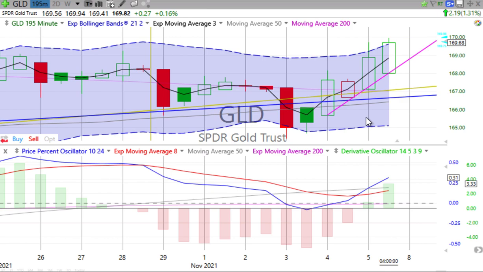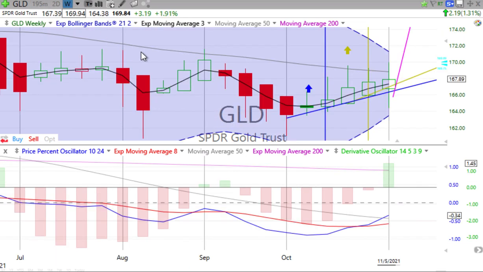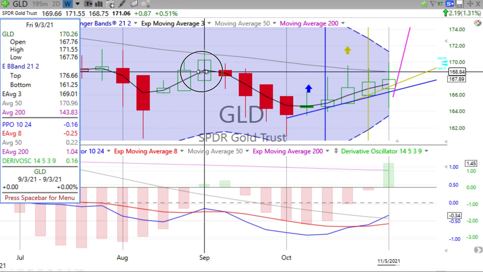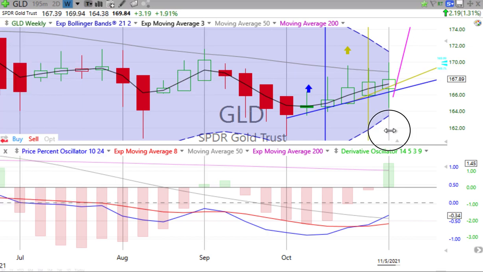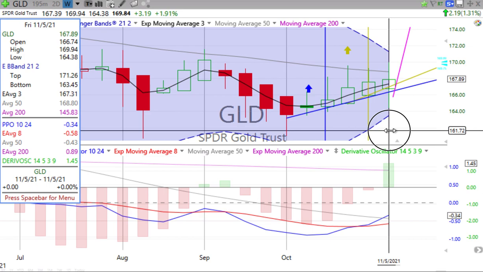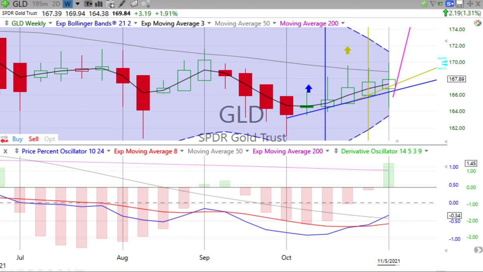Now, we see on this half-day chart, gold just spiking up over the last 2 days. That's beautiful to see. Price percent oscillator, derivative oscillator heading up. It's nice. I'm ready for gold to just keep on going and go higher than it did with this last weekly vertical crossover. That was only 171.55. And again, like we said, it spiked up to 169.94, so it's not too far away. We'll see where it goes.